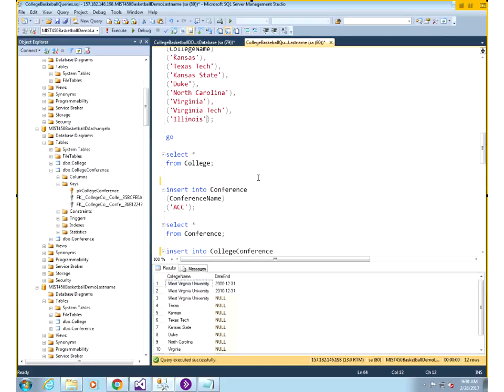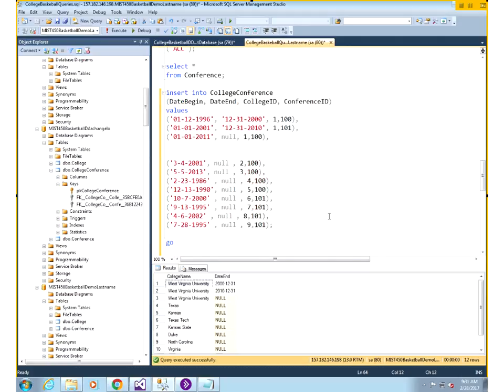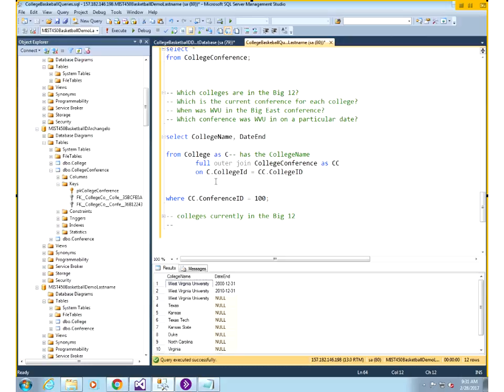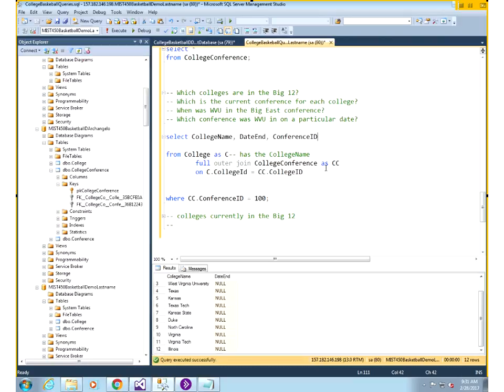Now, what is unique about Illinois in this list of colleges? They're not associated with the conference. They're not associated with the conference, so I'm glad that Logan included that college without a conference. So what did the outer join do that the inner join didn't? Yeah. It included the value even though it didn't have a conference.